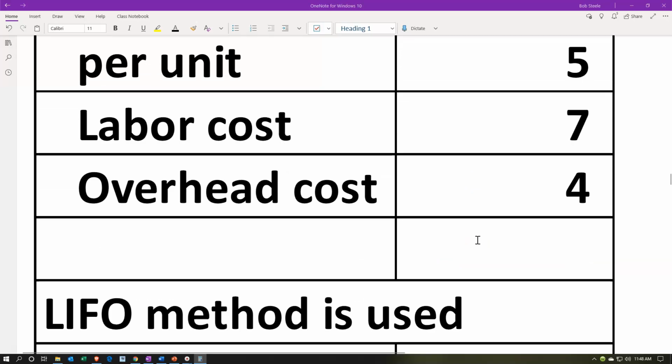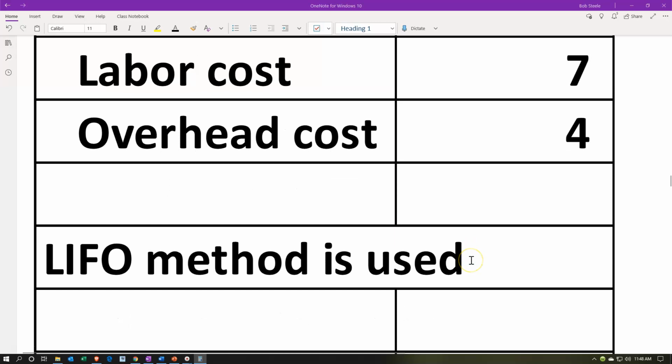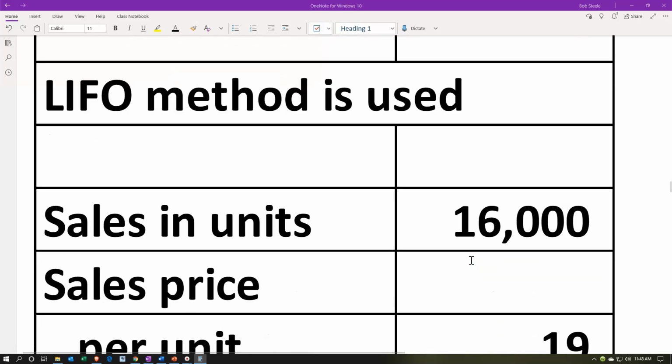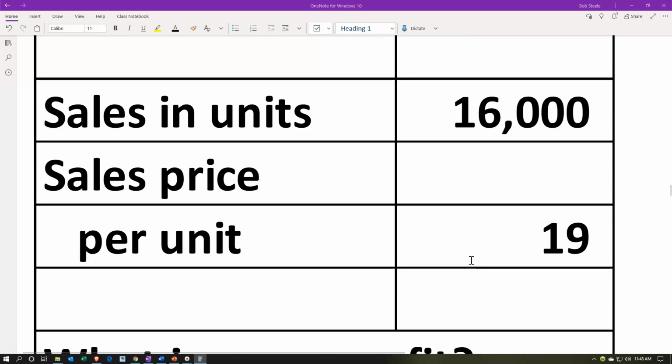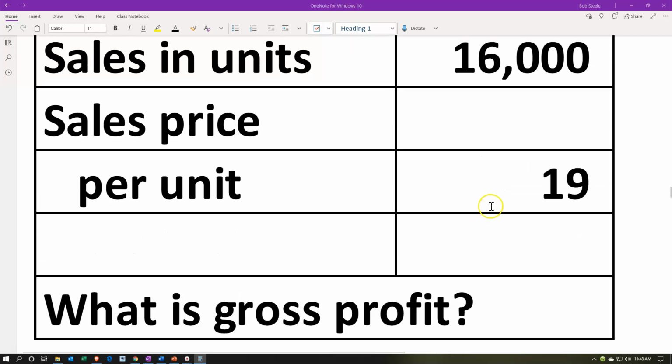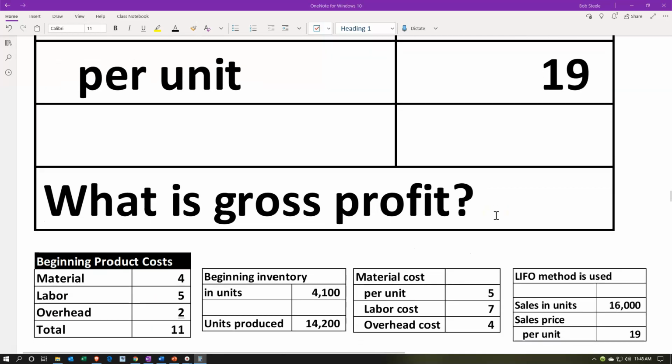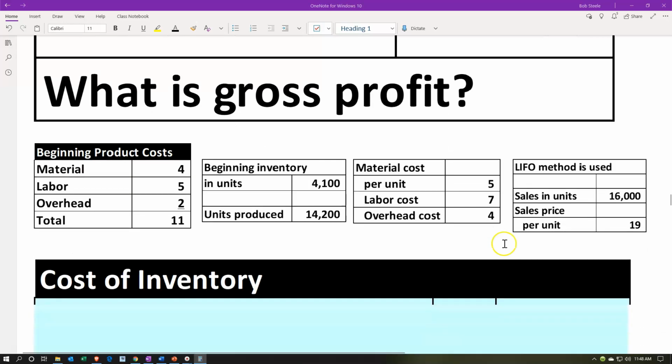So this isn't the exact same number of problems that we're looking at, but it's a similar problem. But this time we're going to be using LIFO, last in, first out. Sales in units are going to be the 16,000 units. The sales price, $19. Once again, that's not going to come into play until we get all the way down to figuring out what the gross profit is. It's not going to have anything to do with the cost that we'll be mainly focusing on.